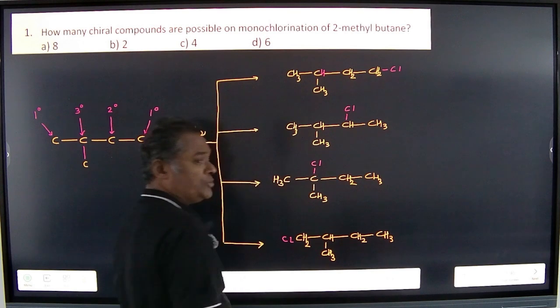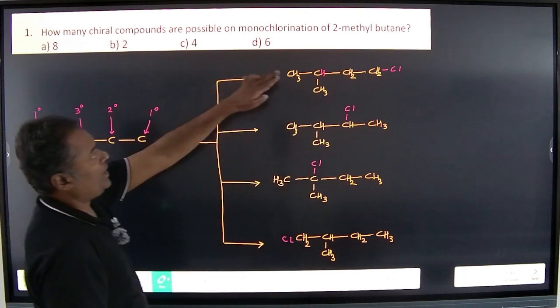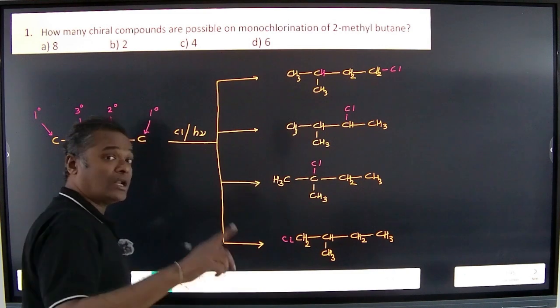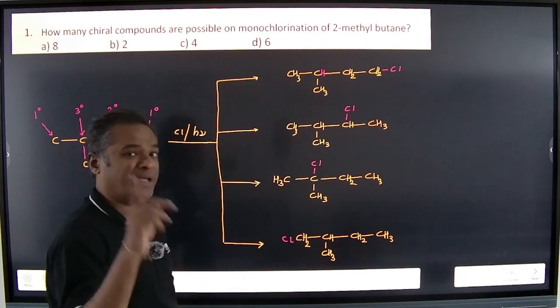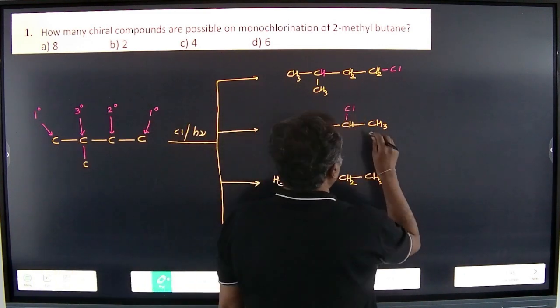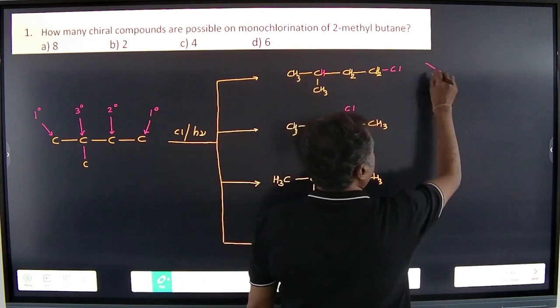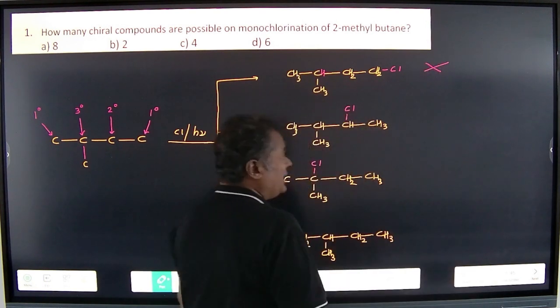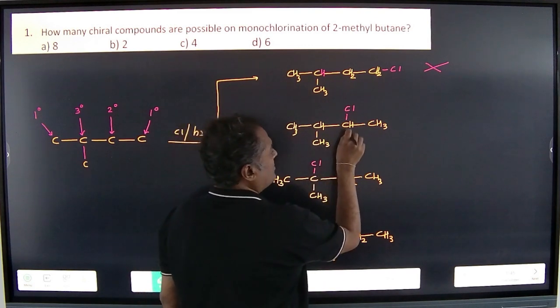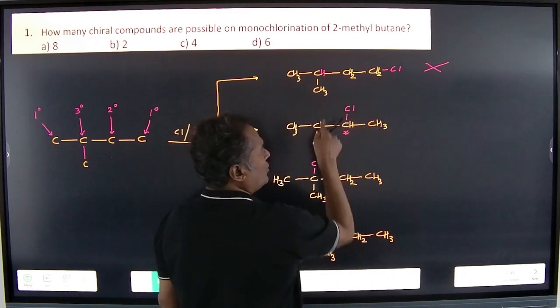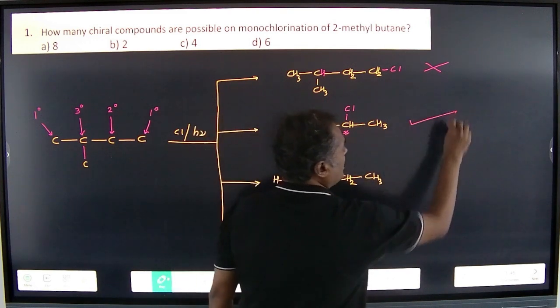Now, my question to you is: 2-methylbutane on monochlorination can give 4 products, but are all of them chiral compounds? No. Let us check one by one. In the first compound you do not have any chiral carbon atom, so it gives a non-chiral compound. In the second example, child, this carbon atom has 4 different groups: 1 methyl, 1 H, 1 chloro and 1 isopropyl group. That means this gives a chiral compound.